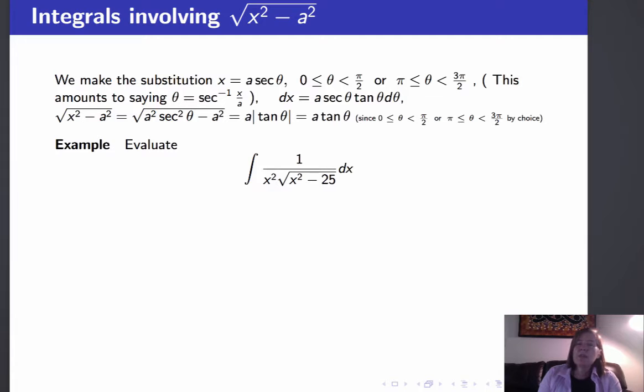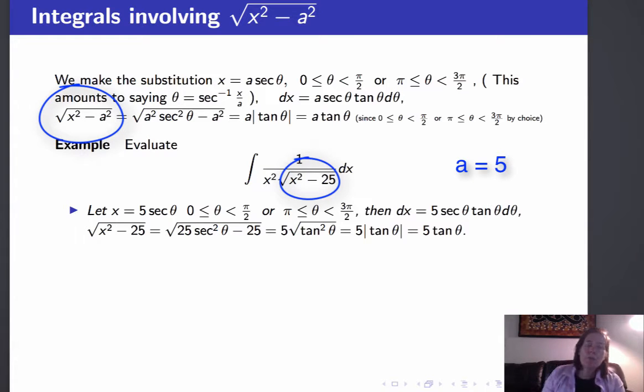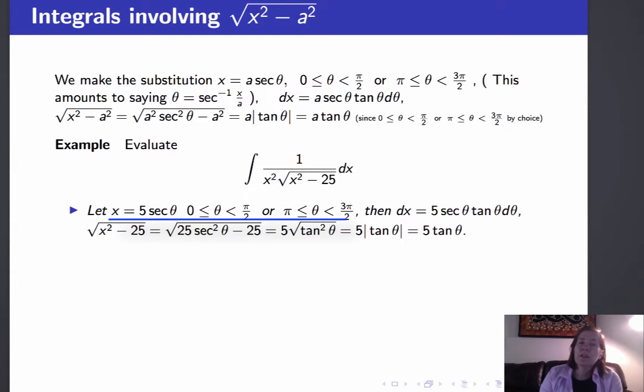Let's evaluate this integral: 1 over x squared times the square root of x squared minus 25. So our appropriate substitution is x equals 5 times secant of theta. And now we must replace dx and x and the square root of x squared minus 25 by their equivalents under this substitution. dx d theta is 5 times secant theta tangent of theta, so dx is 5 times secant theta tangent theta d theta.